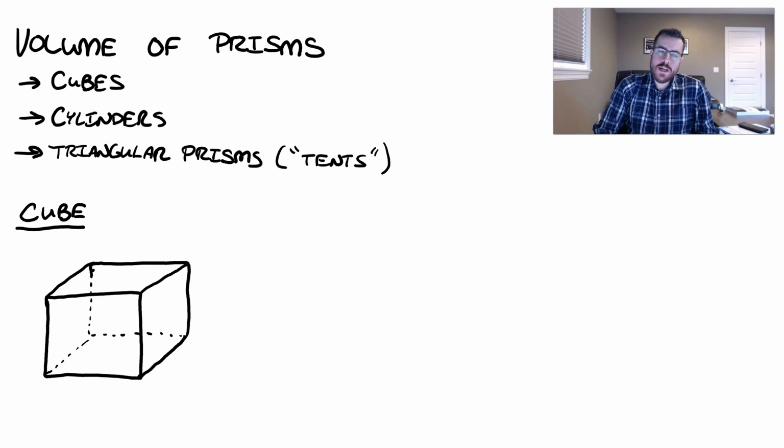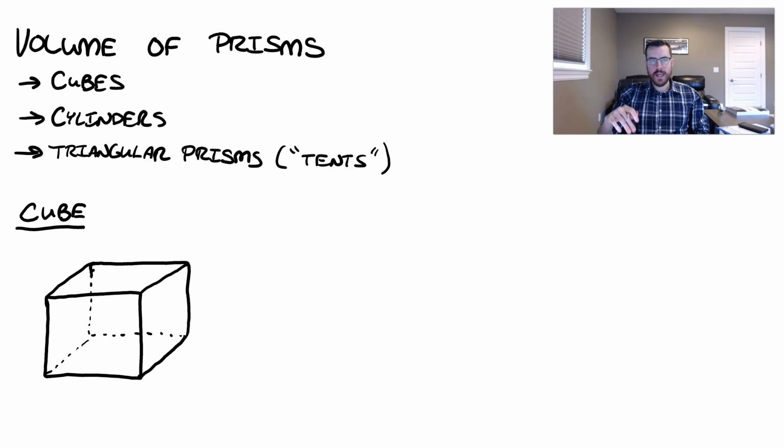Hey everyone, so I want to show you how we can find the volume of prisms. Okay, now prisms are going to be shapes like cubes, cylinders, and triangular prisms, which I kind of call tent-like shapes.